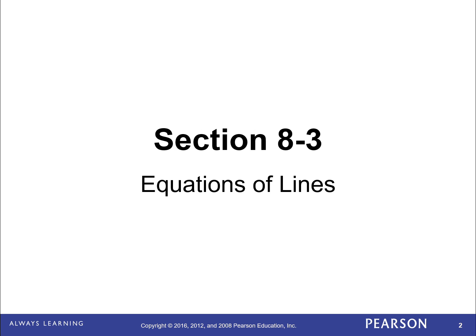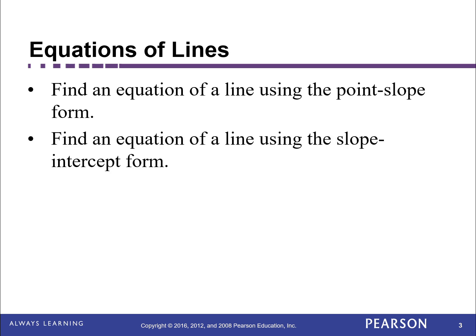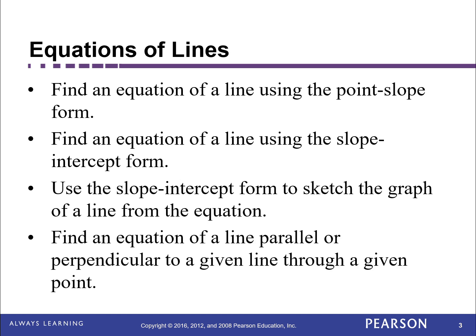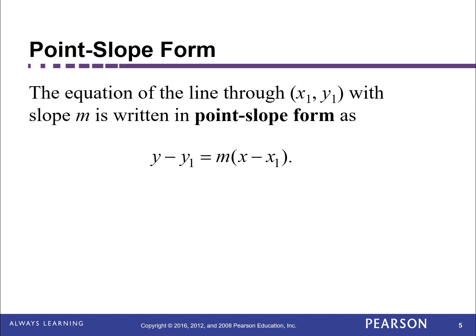Hello class, today we'll be doing section 8.3, equations of lines. So we're going to find an equation of a line using the point-slope form, find an equation of a line using the slope-intercept form. We're going to use the slope-intercept form to sketch the graph of a line from the equation. We're going to find an equation of a line parallel or perpendicular to a given line through a given point. We're going to know how the formulas for Fahrenheit and Celsius temperature scales are derived.